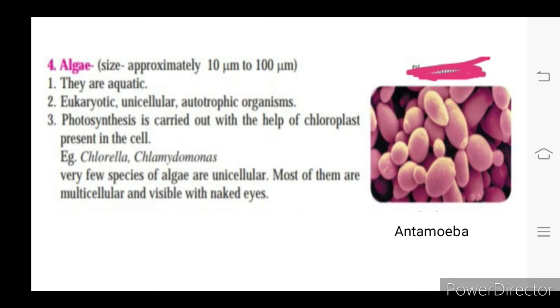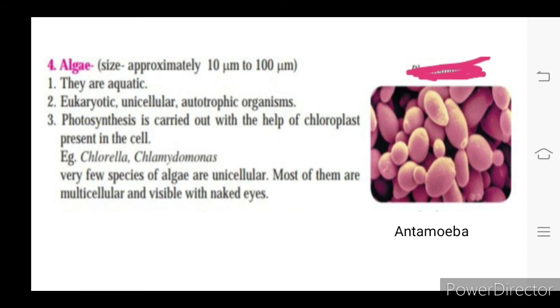Now the fourth type of microorganism is algae. The size of algae starts from 10 micrometer to 100 micrometer. Such algae are mostly found in aquatic environments. They are eukaryotic, unicellular, autotrophic organisms. In algae, photosynthesis is carried out with the help of chloroplast present in the cell. So it is an autotrophic example. For example, chlorella, chlamydomonas, even spirogyra also.